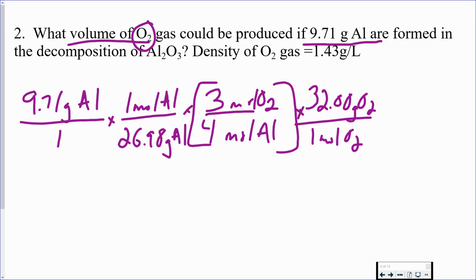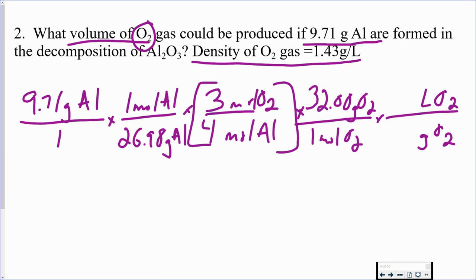And last but not least, they didn't ask for grams, they asked for volume. So that is where the density of O2 comes in. We have grams, so grams needs to come on the bottom, and we put liters up top. It is per liter, so that means it's 1 liter. And the grams would be 1.43.